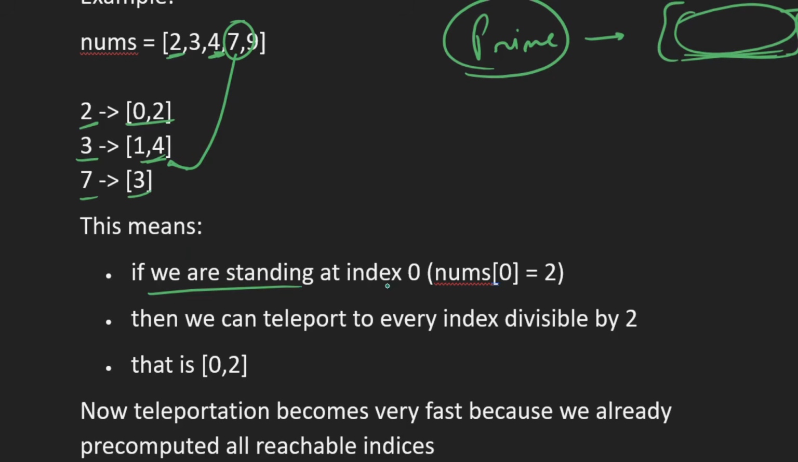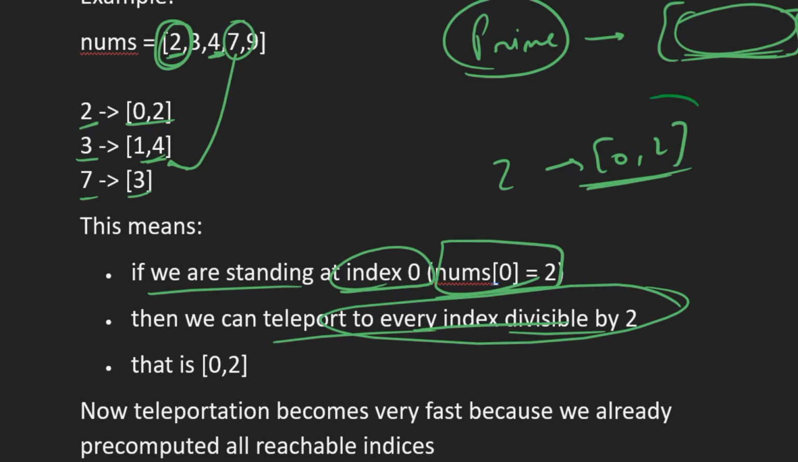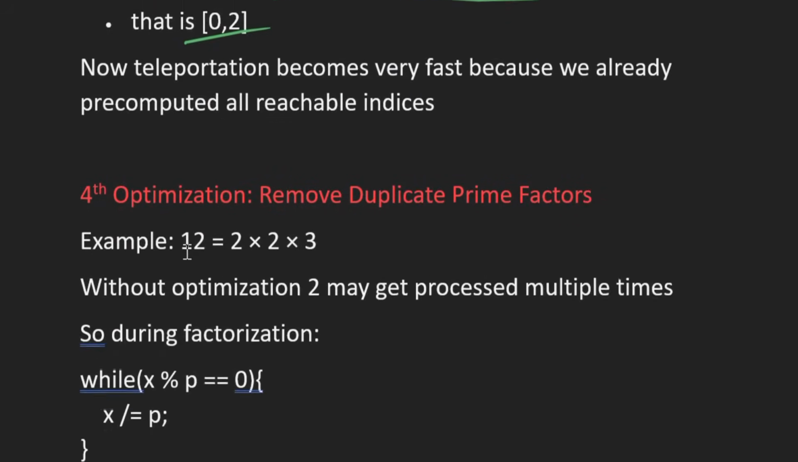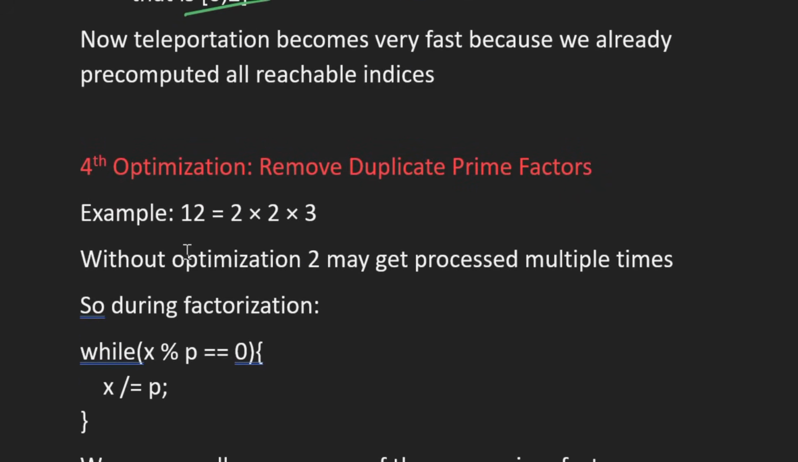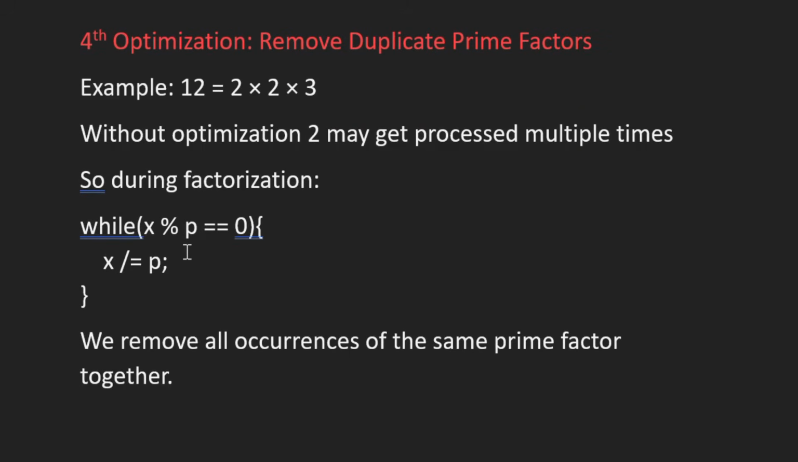So this means if you are standing at index number 0, nums of 0 is equal to 2, then for 2 we have indexes 0 and 2. That means we can teleport to every index divisible by 2, which is index 0 and 2, right? Now using this approach, our teleportation has become very fast because we have already pre-computed all the reachable indexes. Earlier we were computing at the time we were present on the index, but now we have already computed it.